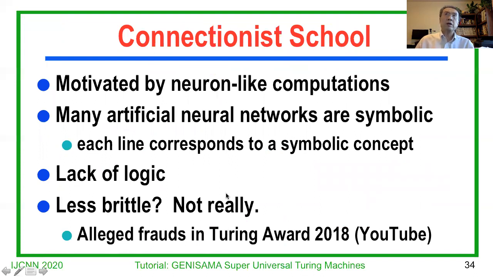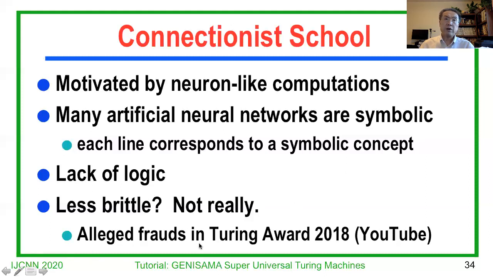So the Connectionist School is motivated by neural-like computation, and many artificial neural nets are symbolic because they use each line like a label. There are certain nodes considered as a concept, and each responsive neuron corresponds to a concept as a symbolic concept. And the total network lacks logic, it's a black box. Many people claim that's less brittle, and I don't think it's true, not really. I'll get more to that.